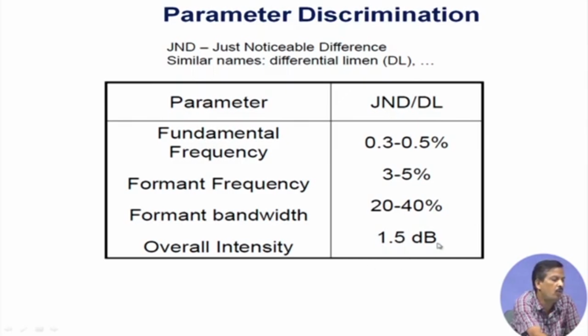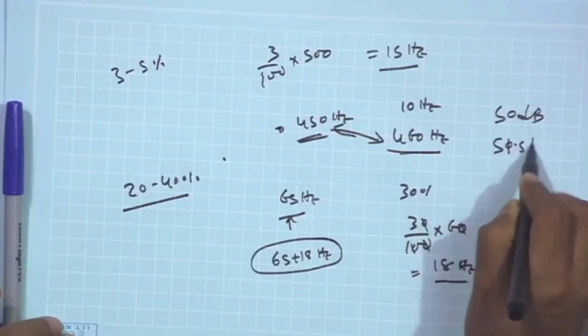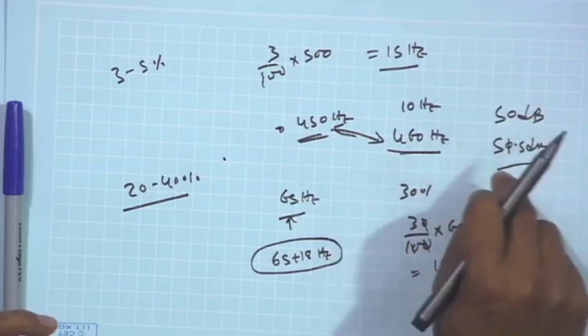Intensity, 1.5 dB overall. If it is 50 dB and if it is let us say 51.5 dB, no difference. For the same frequency, between 50 dB and 51.5 dB, we cannot perceive the difference.